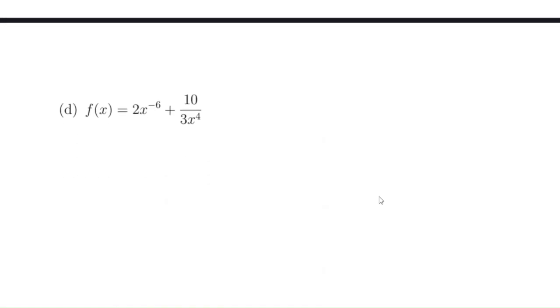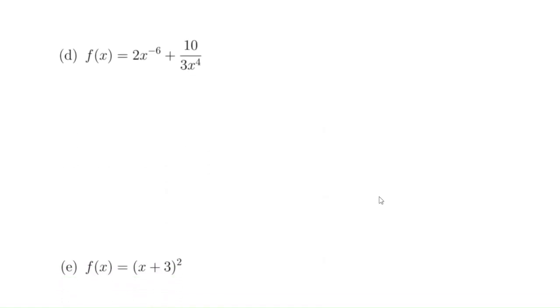Okay, moving on, we get our next problem, part D, f of x equals 2x to the negative 6th plus 10 over 3x to the 4th. So now let's rewrite. The 2x to the negative 6, that's okay, we'll leave it like that. Let's rewrite this as 10 thirds times 1 over x to the 4th power. So the 10, multiply this on top, we get 10. Multiply this on the bottom, we get 3x to the 4th.